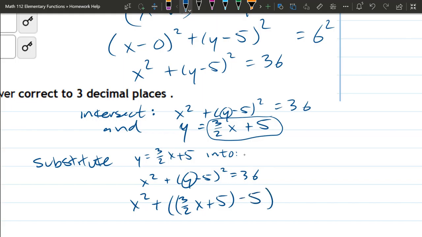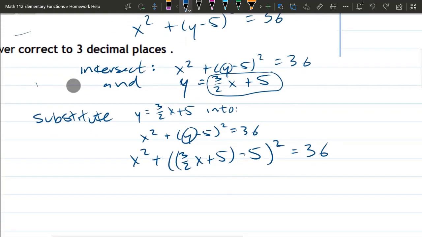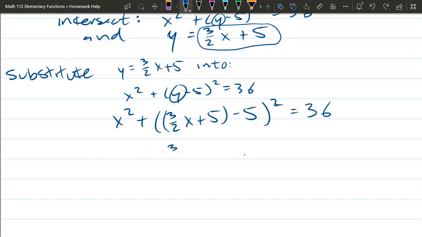You still have that minus 5, so don't forget about that. I got a little lucky here. My 5s are going to cancel out. You likely won't have that happening. So my equation actually is quite easy. Let's just say that didn't happen and maybe I had like a plus 10, like if it was plus 5, plus 5.